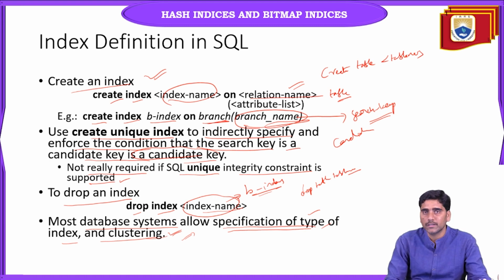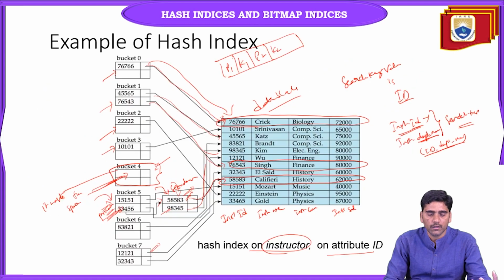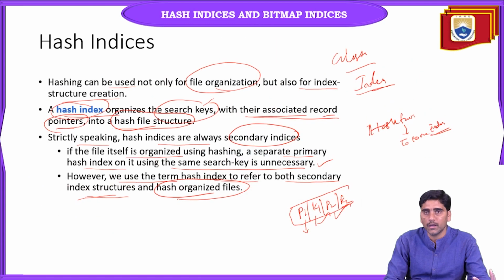So this is about indexes, and now we revise the topics we have discussed till now. The first topic is hash indices. What is meant by a hash index? An index is nothing but creating an index for all the records to access them very fast. And a hash index organizes both the file as well as the index structure.